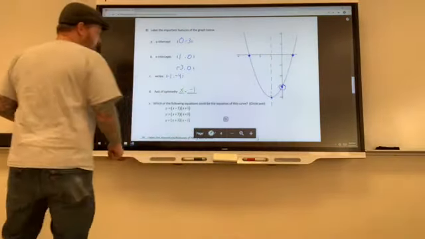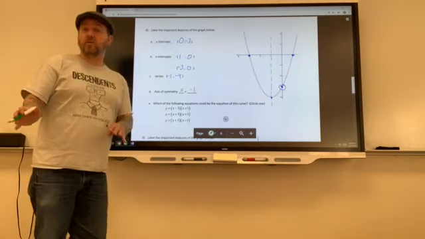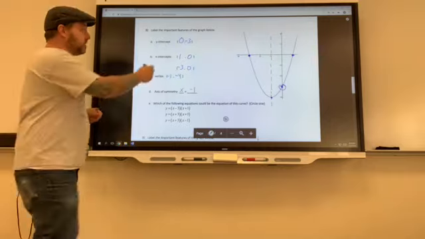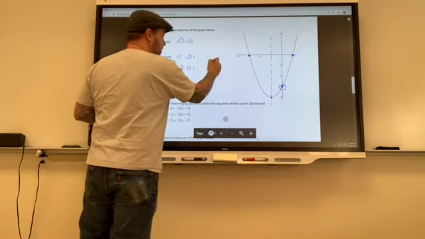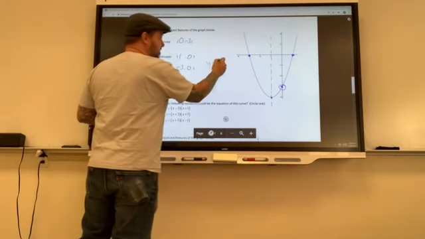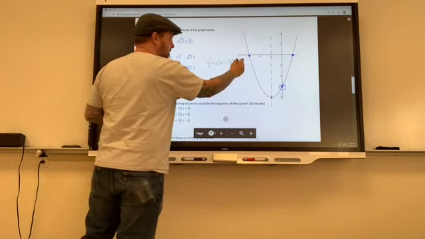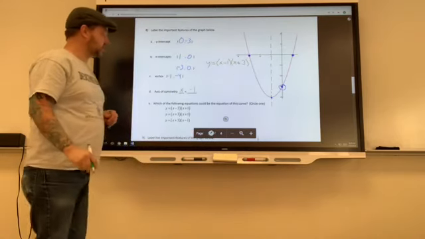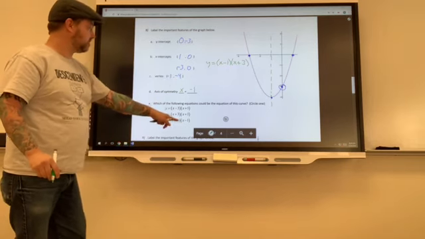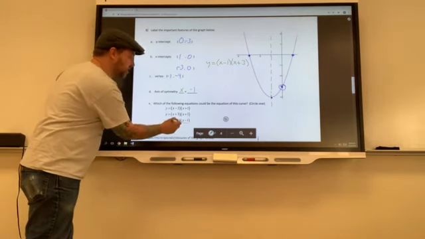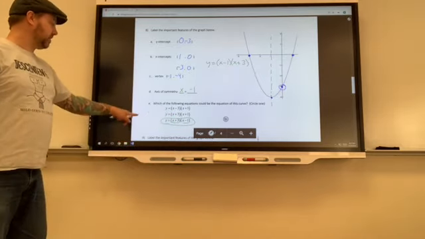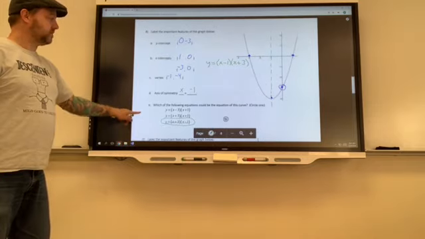Okay. Which of the following equations could be the equation of this curve? That's a great question. So, what do we know? The intercepts are 1 and -3, so y equals what? (x minus 1) times (x plus 3). Okay, so -1 plus 3. That could be.